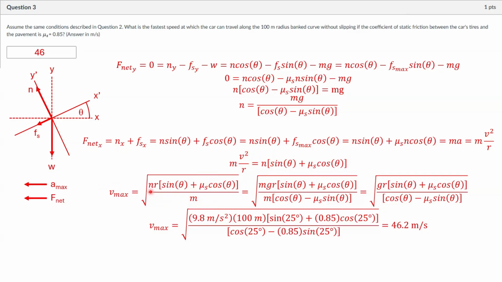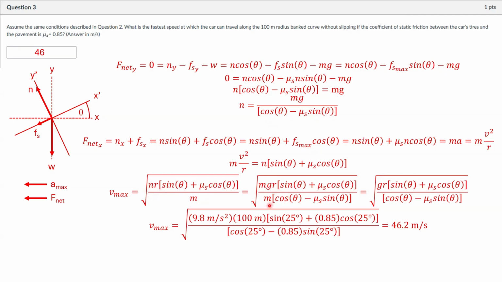And at this point, I can substitute in, as I was mentioning before, n in terms of what it's equal to, which is mg over cosine theta minus mu s sine theta. So mg would end up in the numerator where the n was, times r. And in the denominator, I would get cosine theta minus mu s sine theta times the m that was already there. So this is now substituting what n is equal to into what this was. So we just substituted for this n.